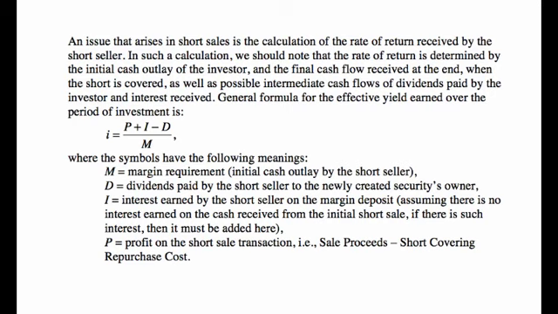However, in the meantime, the short seller may have to pay a dividend, so that dividend has to be subtracted from the profit. The general formula that you need to know for the test for the effective yield earned over the period of investment is P, the profit on the short sale transaction, so sale proceeds, how much money you get from the sale, minus the cost of buying it back to cover the short, plus interest earned on any of the money held with a broker.